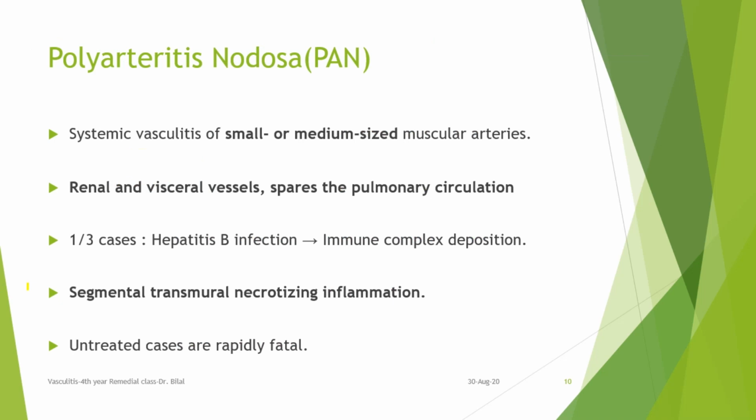Polyarteritis nodosa is an important disease after the ones we have discussed. It affects small and medium-sized vessels, particularly in the kidney and then other viscera, but kidney is the most important one. An important point to remember is that this disease spares the pulmonary circulation. Pulmonary circulation is not affected usually. We'll see which type of vasculitis is more important with respect to lung shortly.